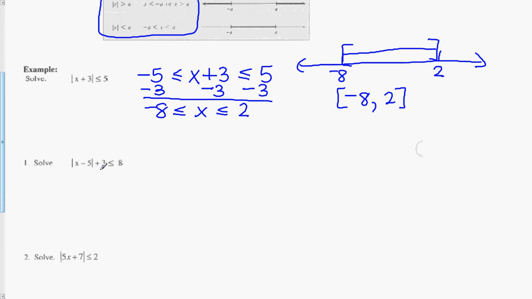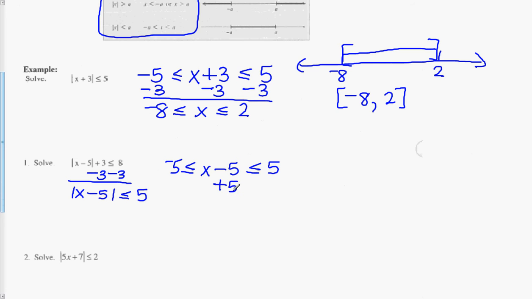All right, here's another one. This one is not isolated from the absolute value, so subtract your 3 from both sides. So the absolute value of x minus 5 is less than or equal to 5. 8 minus 3 is 5. So again, I have 5 for endpoints. Again, on this one, I'm going to have x minus 5 in between positive 5 and negative 5.